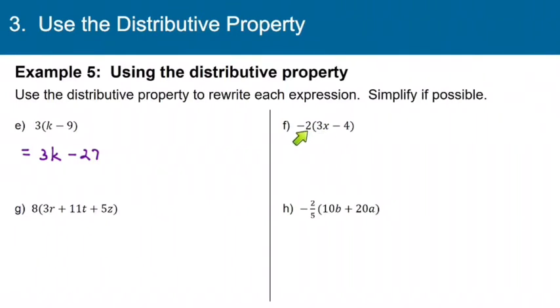On part F, we have negative 2 times (3x minus 4). Now if you wanted to, you could restate this as 3x plus negative 4, but I hope you won't do that.